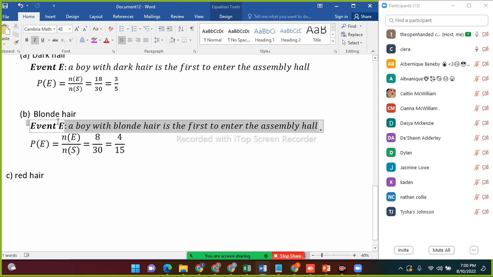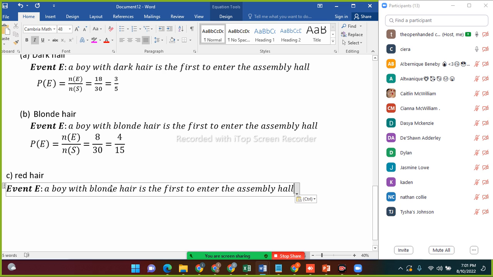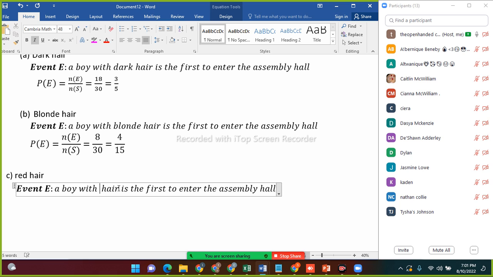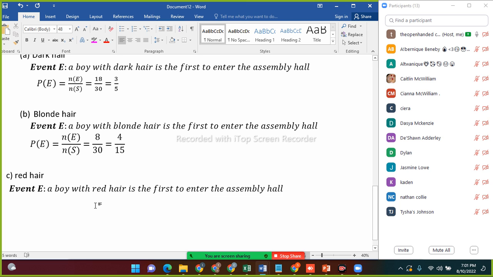Okay, so your event is a boy with red hair is first to enter the assembly hall. Very good. A boy with red hair is the first to enter the assembly hall. What's going to be the probability of my event?